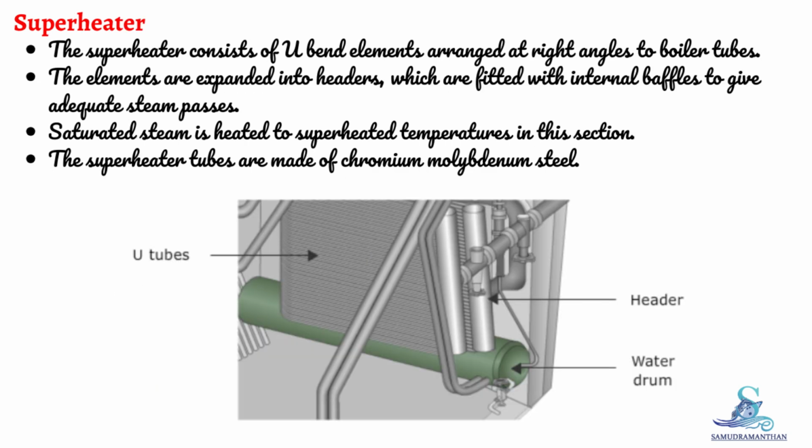The superheater consists of a few bent elements arranged at right angles to boiler tubes. The elements are expanded into headers, which are fitted with internal baffles to give adequate steam passes. Saturated steam is heated to superheated temperatures in this section. The superheater tubes are made of chromium molybdenum steel.